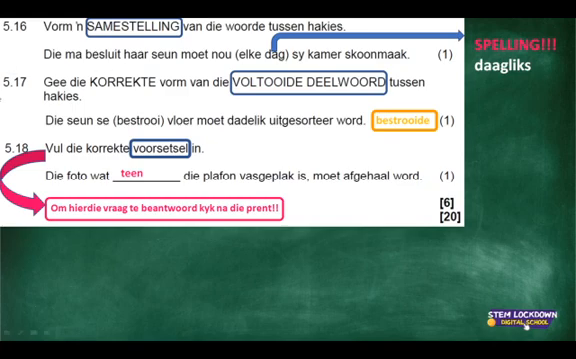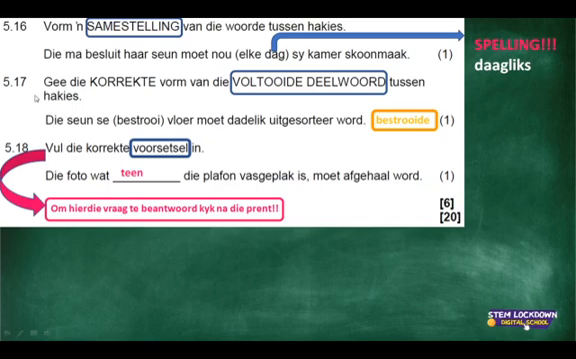But before we go to question 5.17, I just quickly want to touch question 5.18. 5.18 says, fill the correct voorsetsel in. You have to fill in the correct preposition. Okay, en ek sê om hierdie vraag te beantwoord, kyk na die prent. To answer this question, you have to look at the given picture. You have to look where the object is. So hierso het ons die foto wat teen die plafon vasgeplak is, moet afgehaal word. So the photo that has been pasted against the ceiling needs to be taken down.